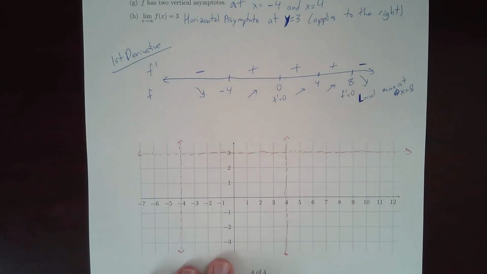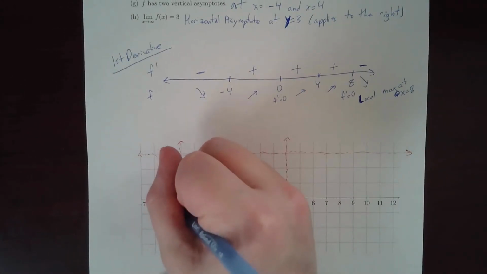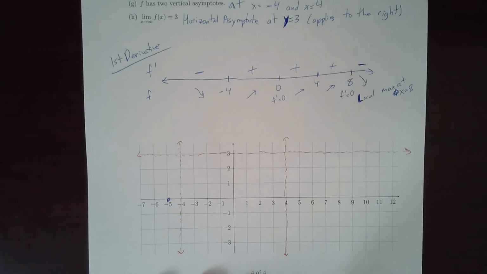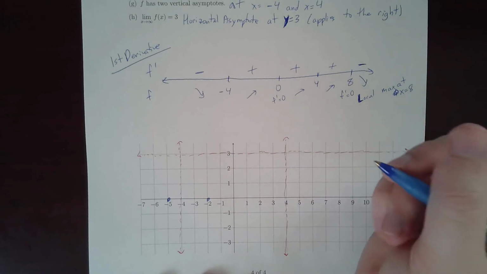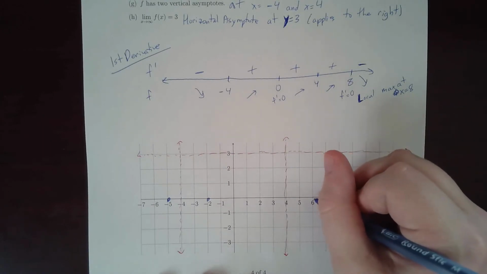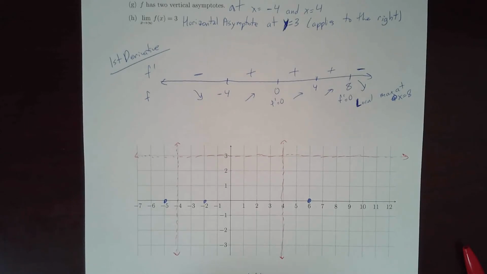We're told about a few of our points. So we know we have a max, but we don't know what the function value is. But we do know that we have (-5, 0) as a point. We know that we have (-2, 0) as a point. And we know that we have (6, 0) as a point. So all of these need to be points that we are considering.